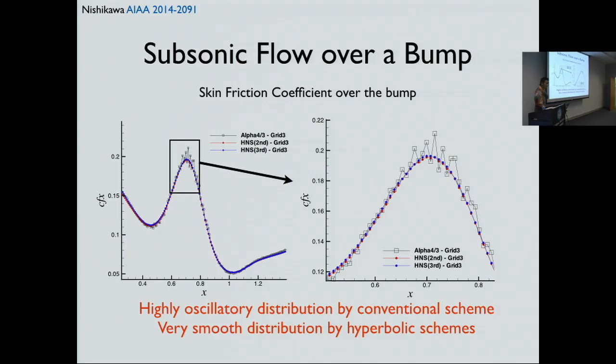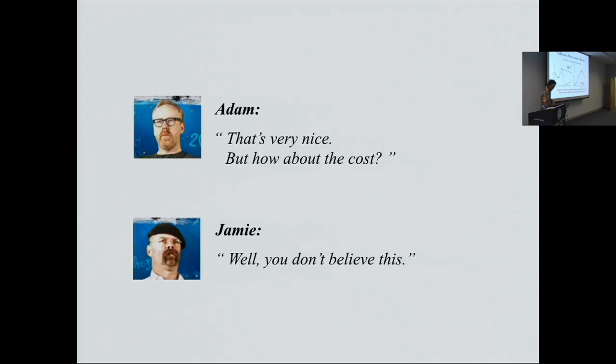The interesting thing is this one, skin friction on the wall, the viscous stress. This is a distribution here to blow up. You can easily see the conventional scheme gives oscillations. And this is actually typical on highly irregular triangle mesh. But Hyperbolic Navier-Stokes gives a much smoother distribution, and it's hard to guess what kind of grid was used. It's so smooth. Yeah, that's very nice, but how about the cost?